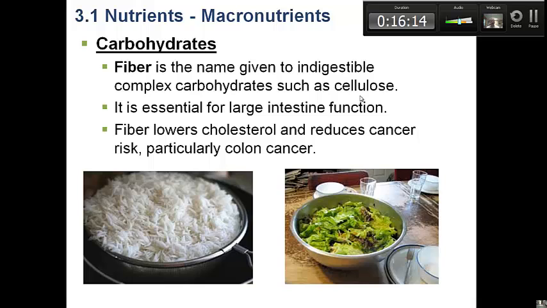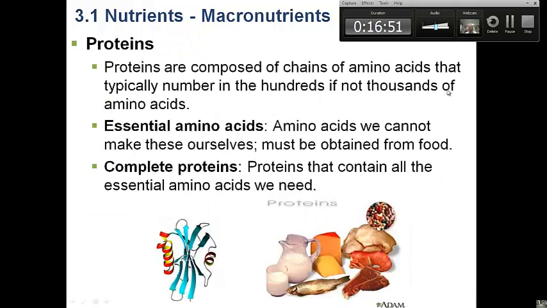And so, interestingly, fiber, which is cellulose in almost every case, and cellulose, again, is this large complex carbohydrate that we cannot digest. Fiber plays a very important role in your overall health, even though it's not a molecule that you can actually digest. We next want to talk about proteins as a macronutrient.